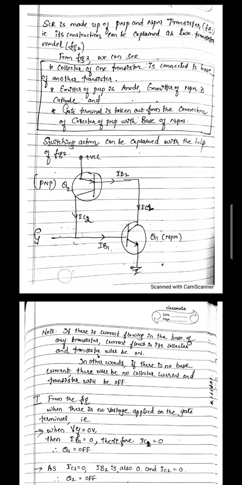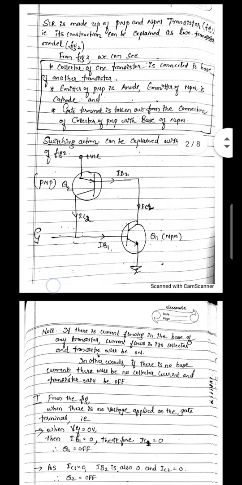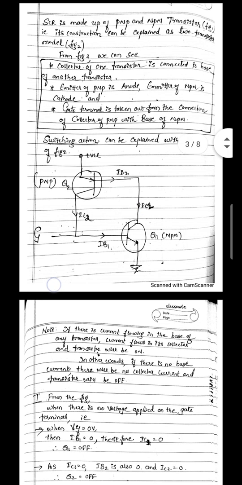When this applied voltage is 0, current will be 0, that is, base current will be 0 and collector current will also be 0. When collector current is 0, we say that this transistor is off. Now Q1 is off. IC1 is equal to IB2 because there is a connection here. When IC1 is 0, therefore IB2 is 0.